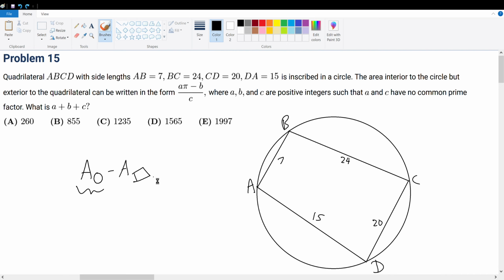When we want to solve for the area of the circle, we know that's going to be pi r squared. But what is going to be the area of the cyclic quadrilateral? Well, there is a formula. Everyone going to AMC should be aware of Heron's formula, which states that the area of a triangle is the square root of s times s minus a, s minus b, and s minus c, where s is the semiperimeter and a, b, c are the side lengths of the triangle. Now, this applies for any triangle.